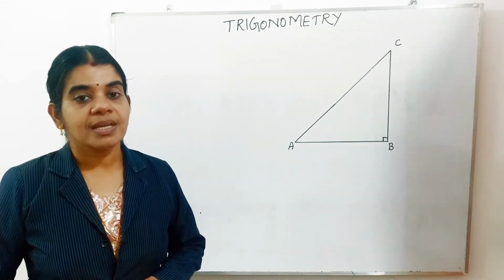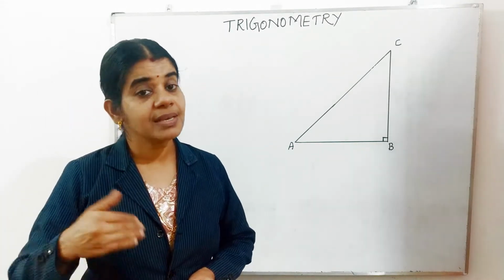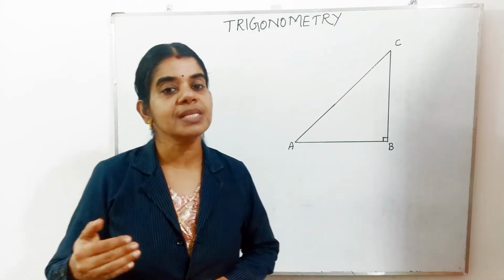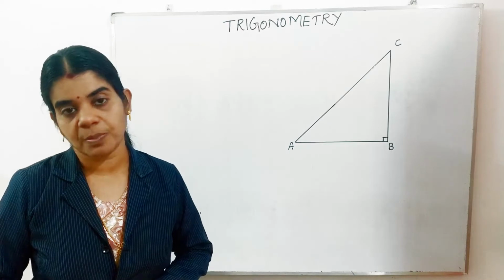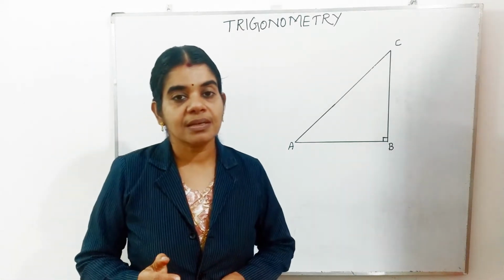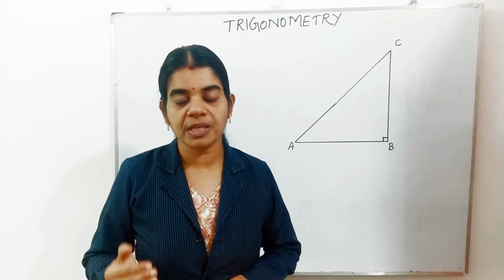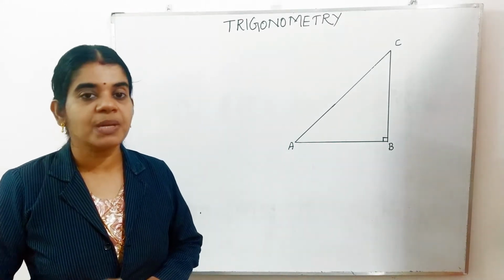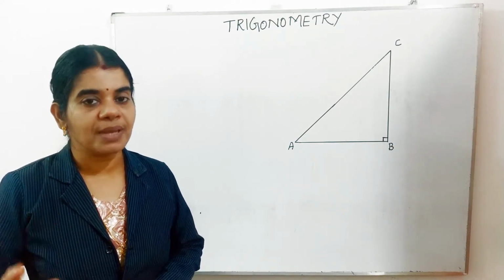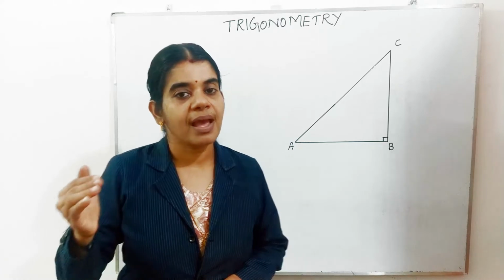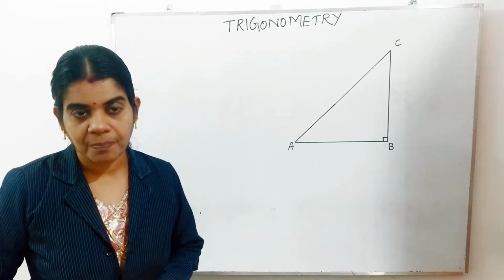Trigonometry is a Greek word. Tri means three, gon means side, and metric means measurement. So trigonometry means studying the relationship between the sides and the angles of a triangle. So what is meant by trigonometry? Trigonometry means studying the relationship between the sides and the angles of a triangle.